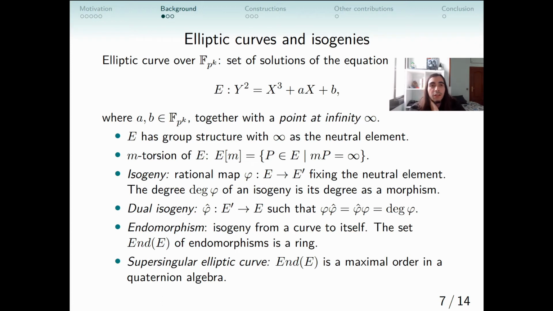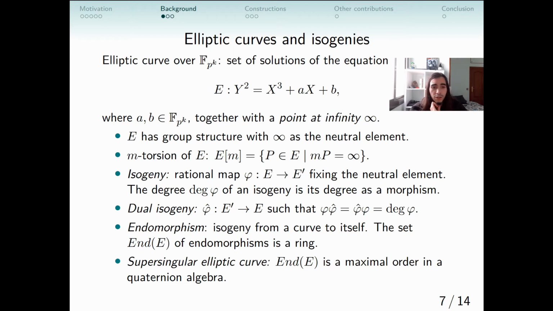So now we have elliptic curves, and we need maps between them. So isogenies are essentially rational maps between the elliptic curves, which also fix the neutral element. And because it's an algebraic map, a morphism, we can talk about its degree.